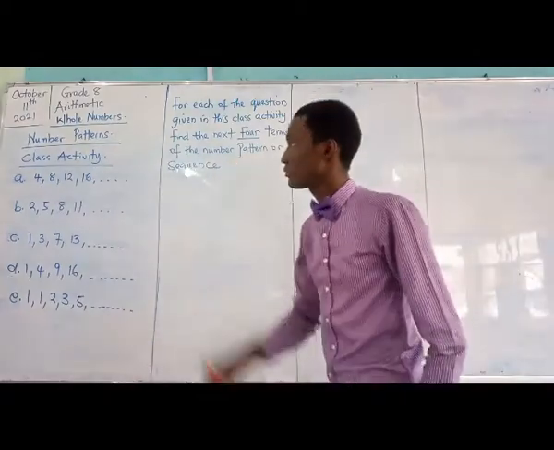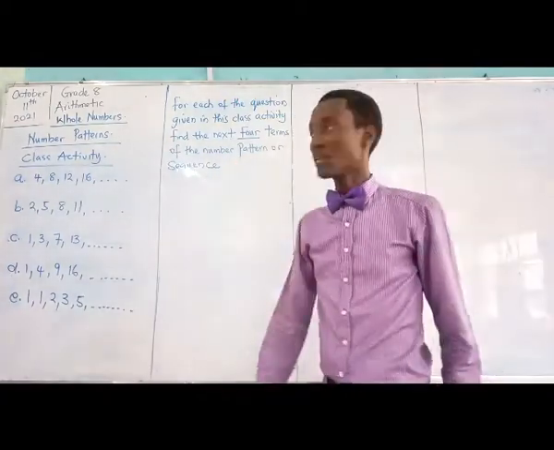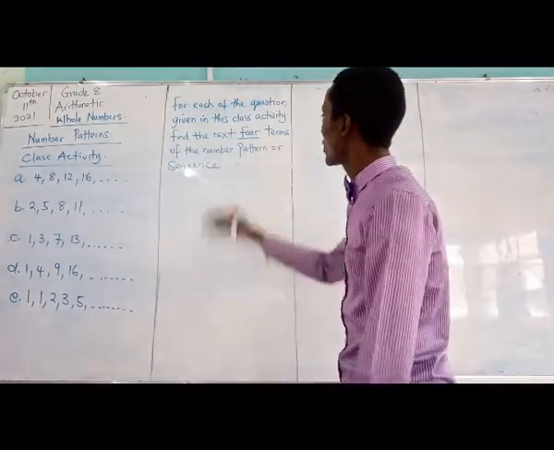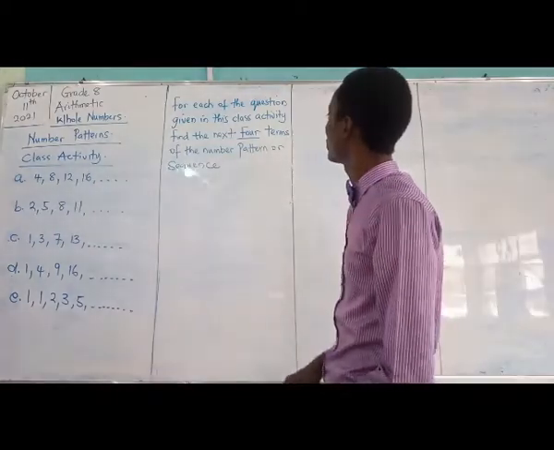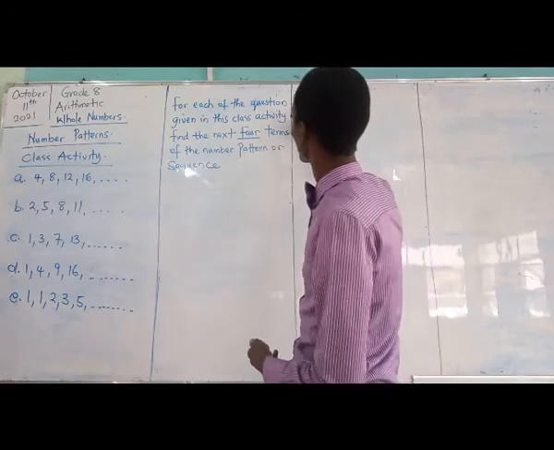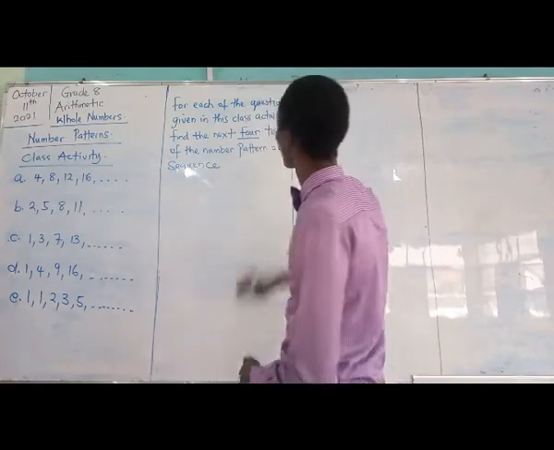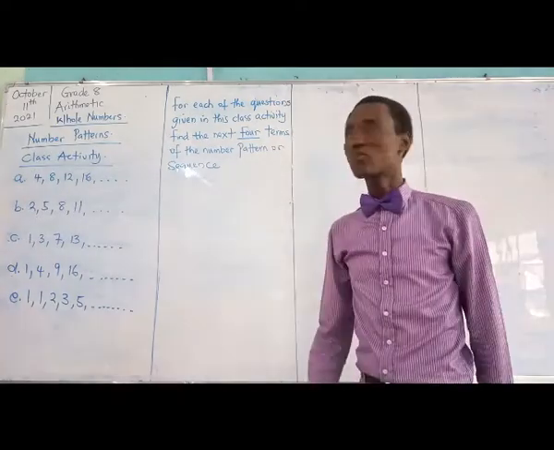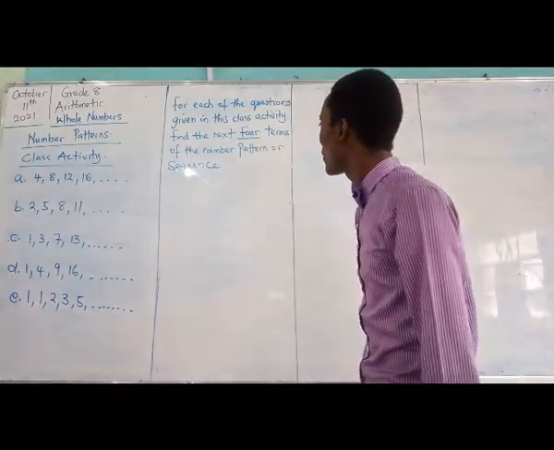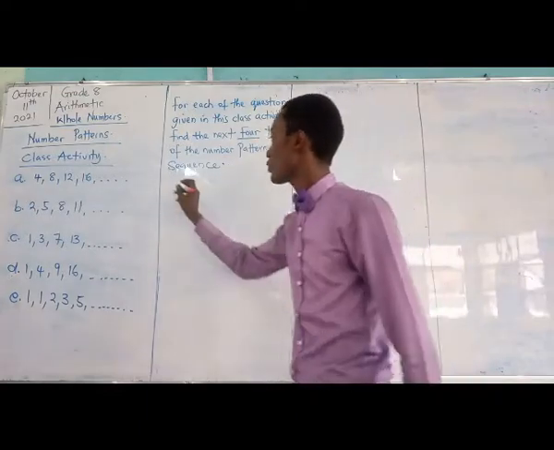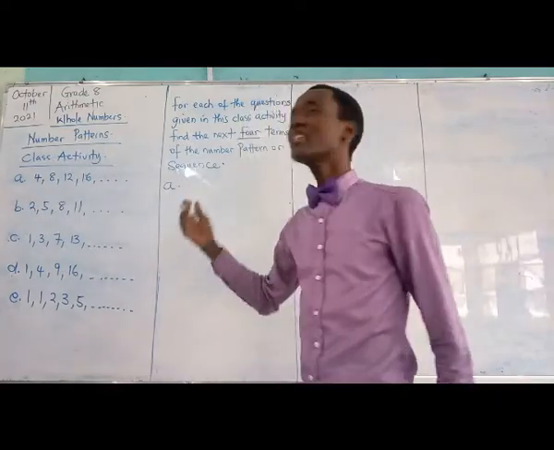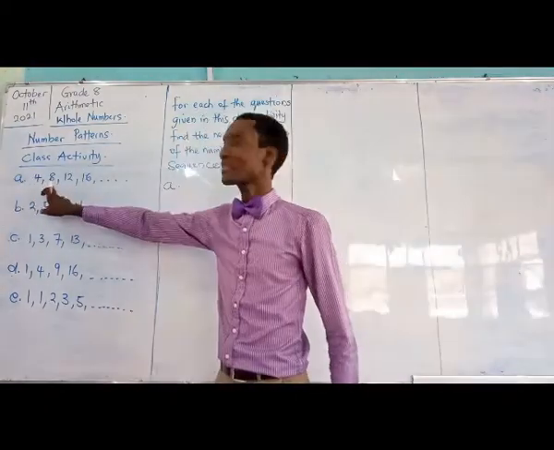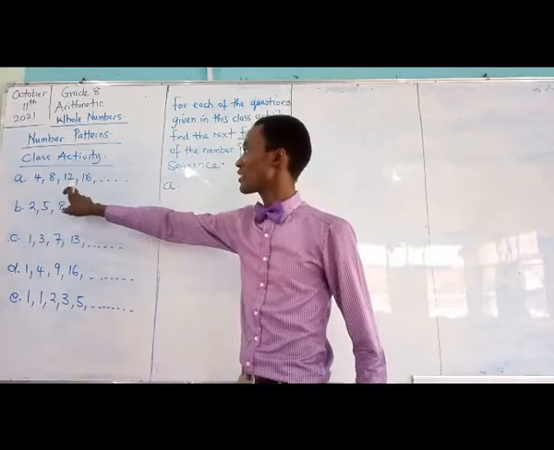Okay, we have a question on the board, a class activity, and we have 5 questions there using letters A to E. And it said for each of the questions, given in this class activity, find the next 4 terms of the number pattern or sequence. So let's see how that works. Now, can we decode a pattern? Look at this. I have 4. The next is what? 8. The next is what? 12. The next is what? 16.